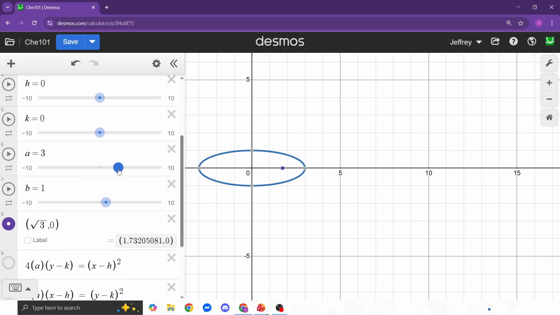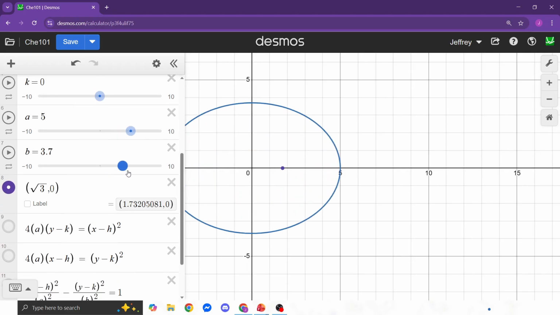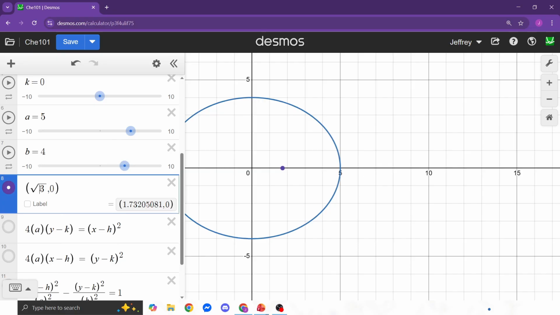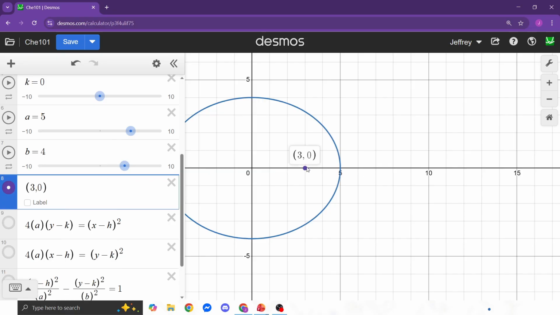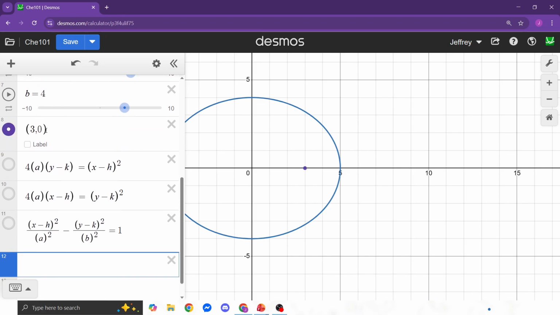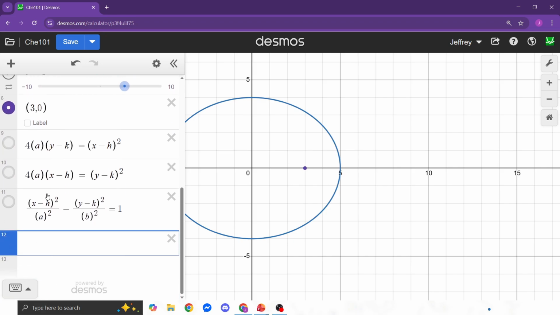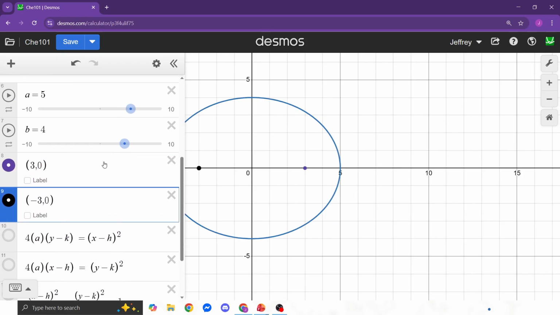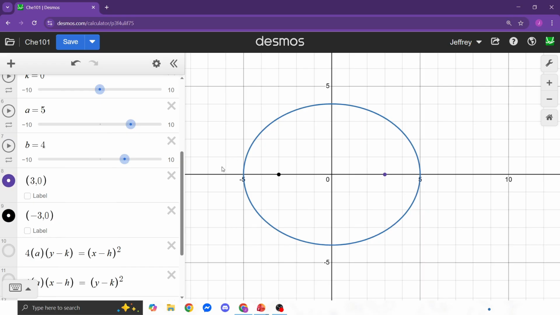But if we start to change the values here, wait, I want to try something. 5 and 4. That should give us an even 3 here. So this is the focus now. There's another focus, which is when c is negative, so that will be negative 3 and 0 here. So these are our foci for the ellipse.